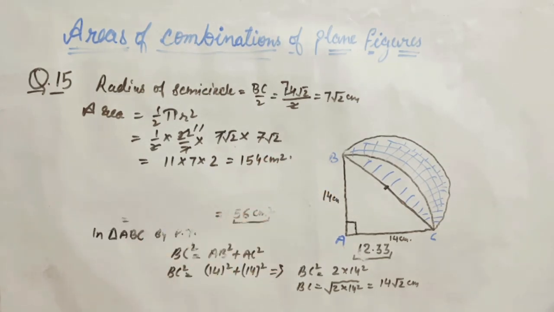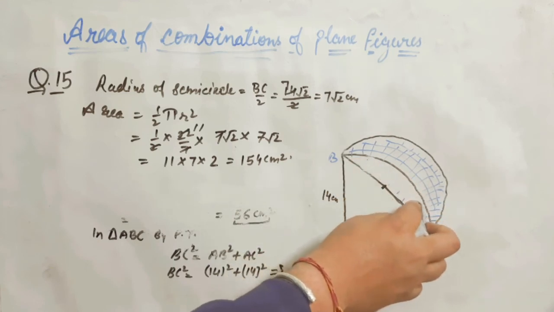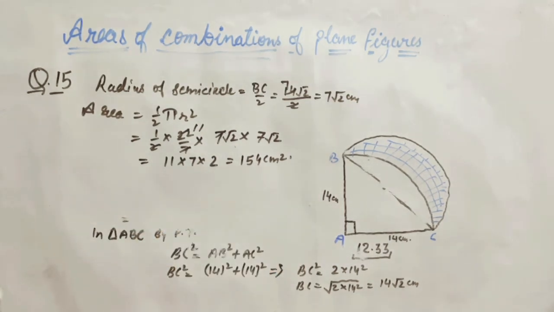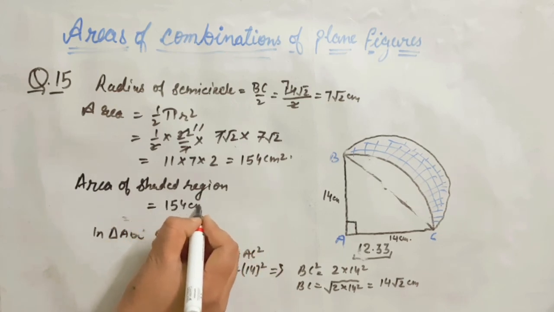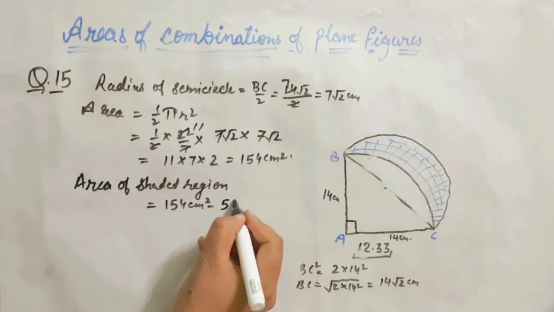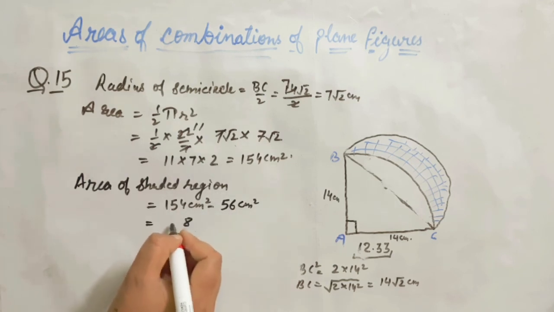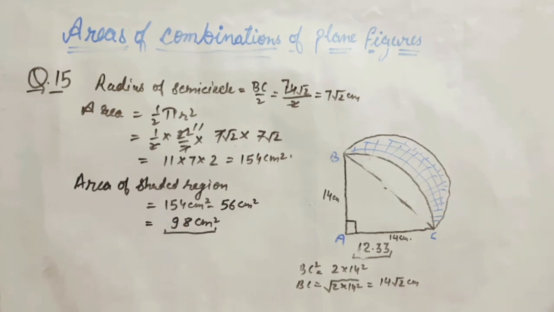Now what will be the area of shaded region? Now let me show you something. If I erase this segment from the semicircle, what is left? Shaded region only. So what we have to do? Area of shaded region will be equal to area of semicircle, that is 154 centimeter square, minus area of segment. Area of segment was 56 centimeter square, so minus 56 centimeter square. So this will be equal to 98 centimeter square, which is your required answer.